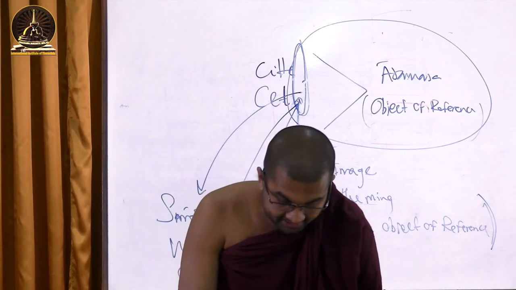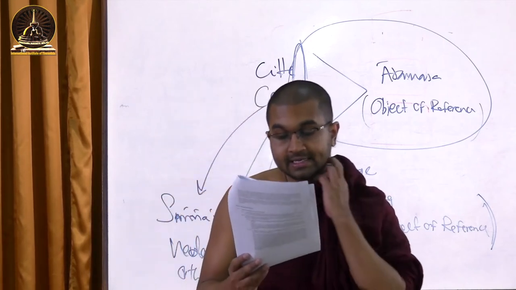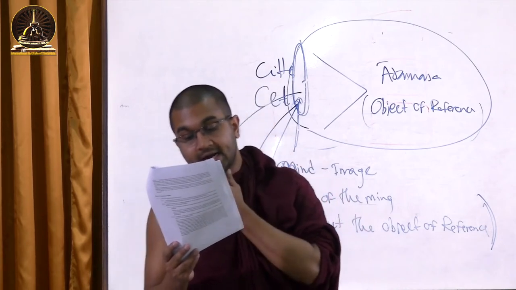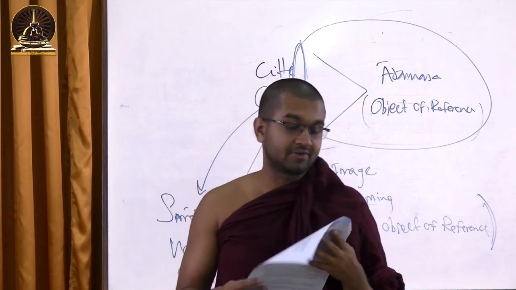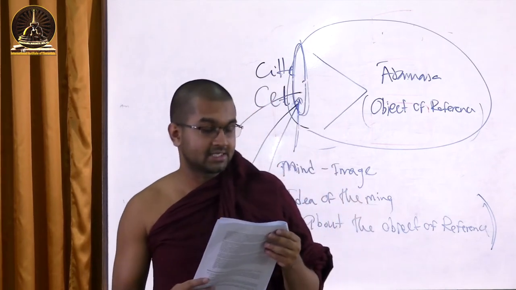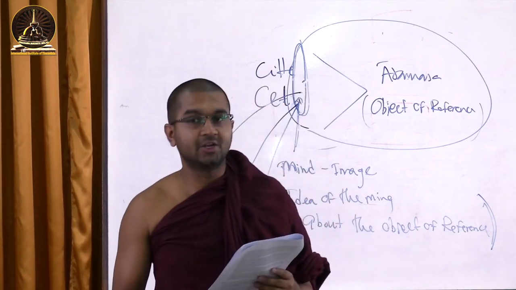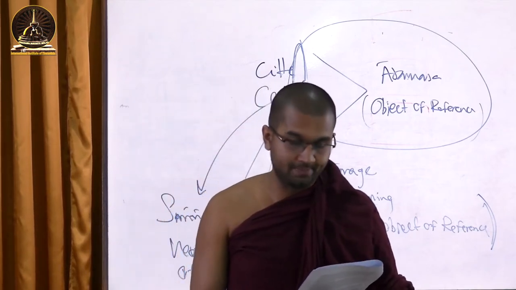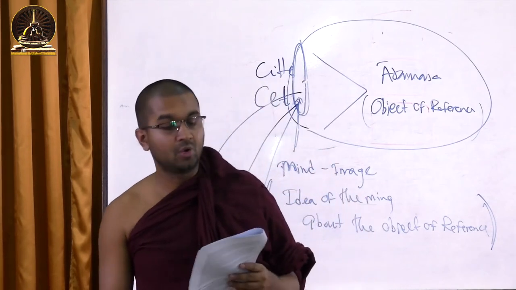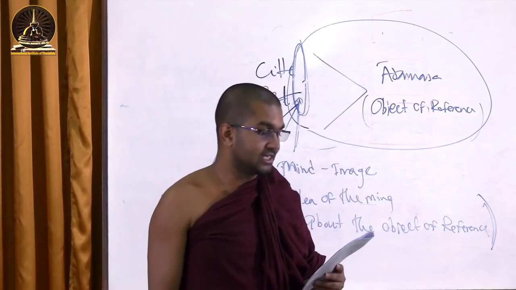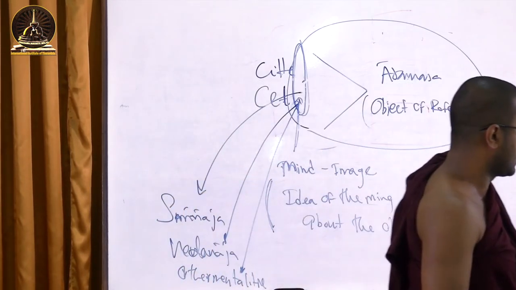Anguttara Tika defines the word Subhanimitta. How does it define it? Itthakarena gayamanam rupadhyara Subhanimittanti. The translation is: objects which are pleasant. When you say Subhanimitta, you have two definitions: objects which are actually pleasant, or objects which are considered as pleasant are called Subhanimitta. This consideration refers to the mind image, the idea of the mind regarding the object of reference.